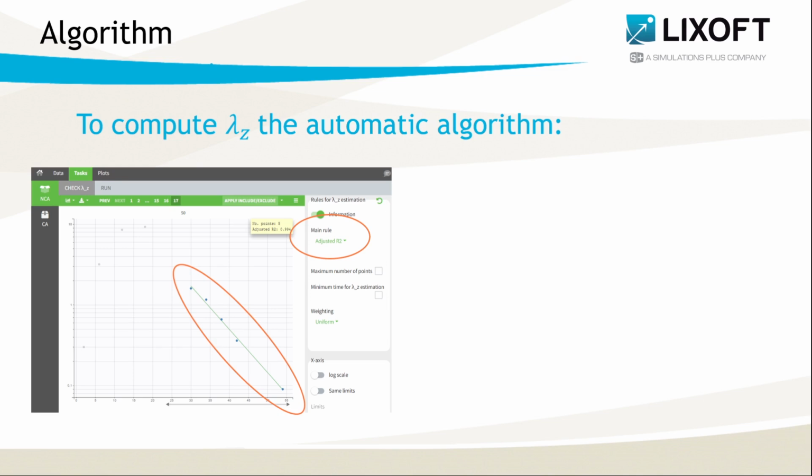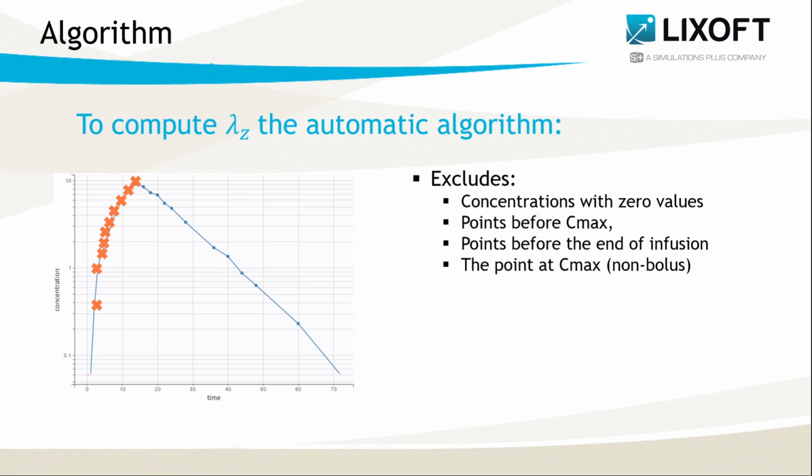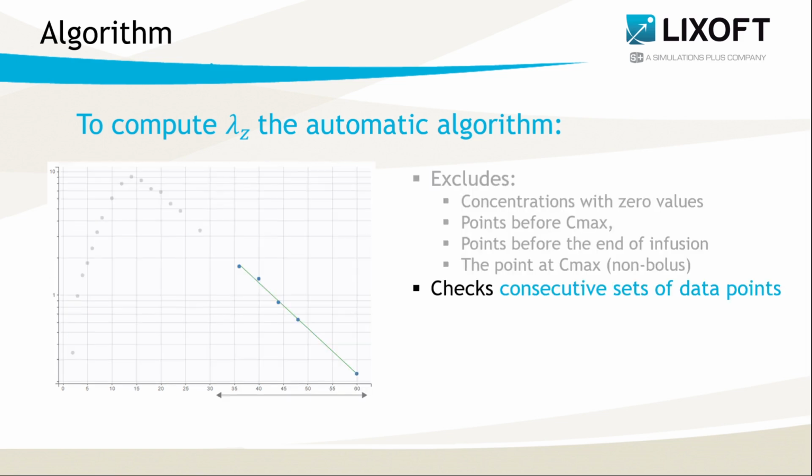So now let's look closer at this automatic selection of data points based on the R squared or adjusted R squared method. The first thing is that during the selection, the algorithm excludes concentration with 0 values because the method uses the logarithm of the concentration, so in the case of 0 or negative values, the logarithm cannot be computed. The algorithm also excludes data before Cmax, before the end of the infusion, and the point at the Cmax for non-bolus administration. Then the algorithm calculates the goodness of fit using either the R squared or adjusted R squared. It depends on what you select.